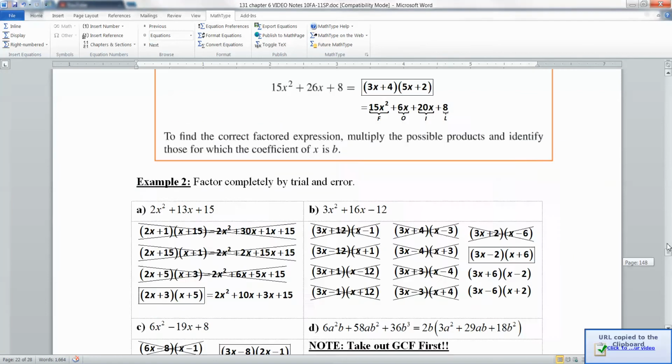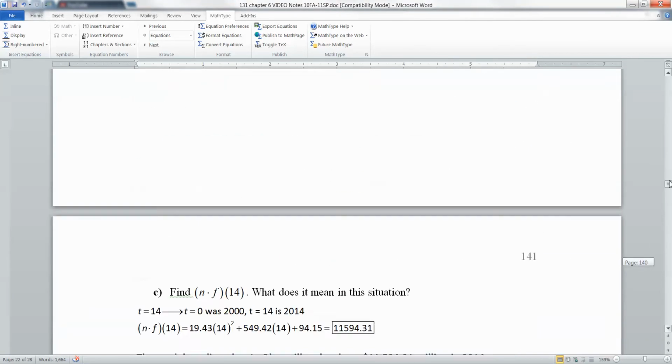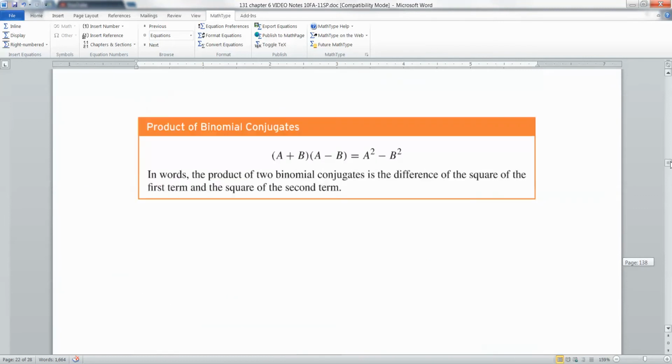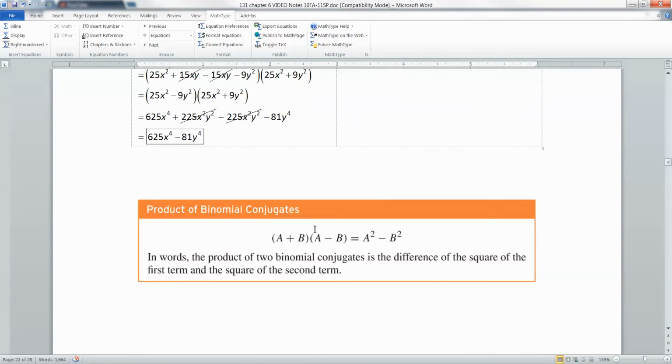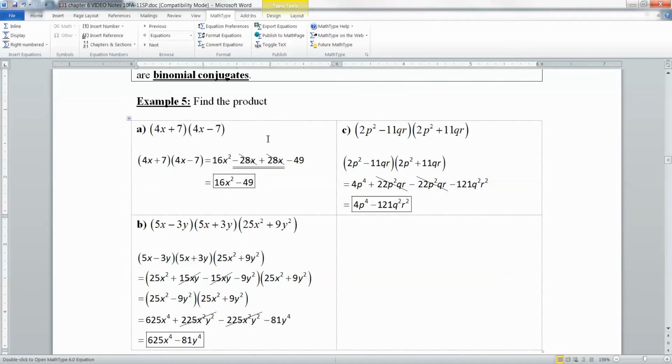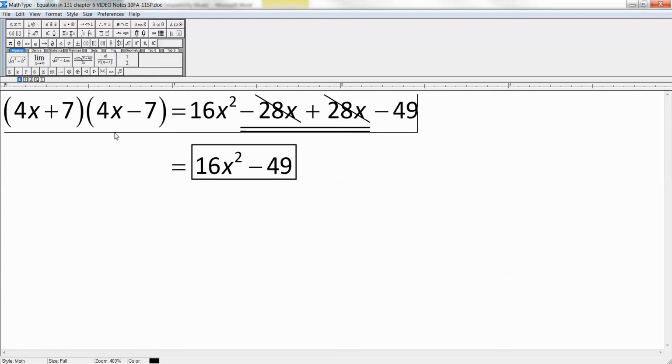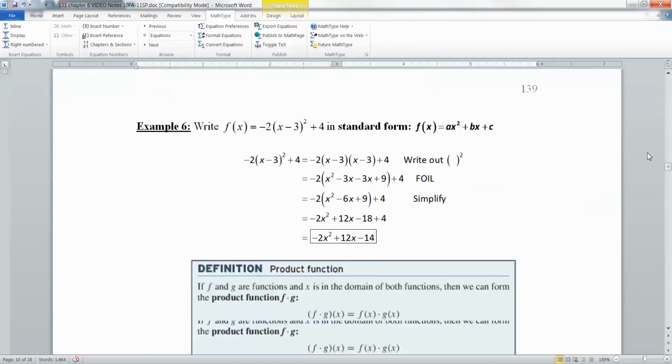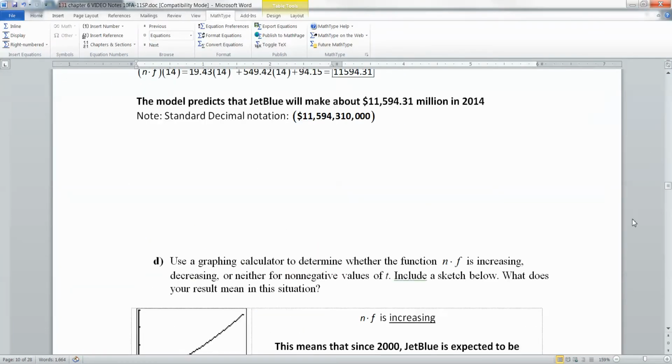Let me scroll back and find you binomial conjugates because you learned them. You might have forgotten them. There they were. So when you have a plus b times a minus b, it ends up being a squared minus b squared. See, here's this example right here. So what we're doing is we're saying, okay, instead of going this way, 4x plus 7, 4x minus 7, to 16x squared minus 49, we're actually going to go backwards. Take 16x squared minus 49 and go back to the binomial conjugates. When you do that, it'll work out when you try to multiply.